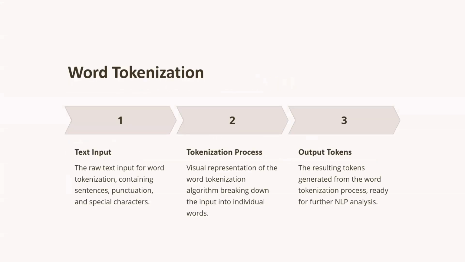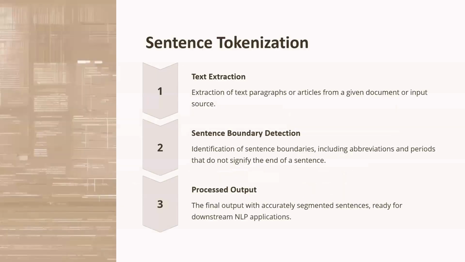In word tokenization, we have the input, the middle process, and the output tokens. For the input, we provide raw text containing sentences, punctuation, and special characters. In the second step, the tokenization process starts, and we can visualize the representation. The algorithm breaks the input down into individual words, and the output tokens are the resulting tokens, ready for further NLP analysis.